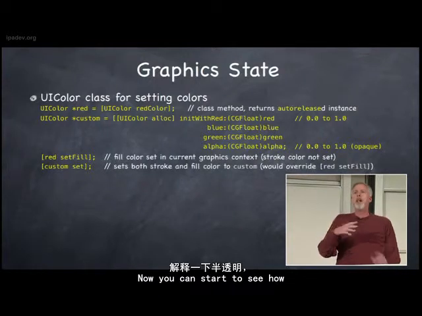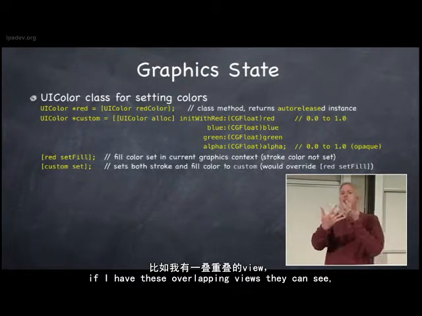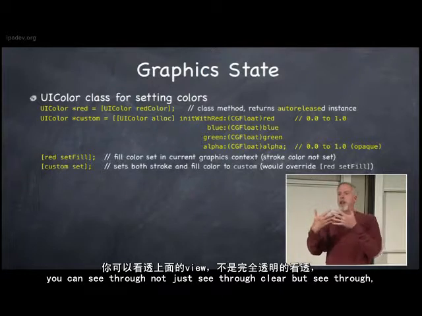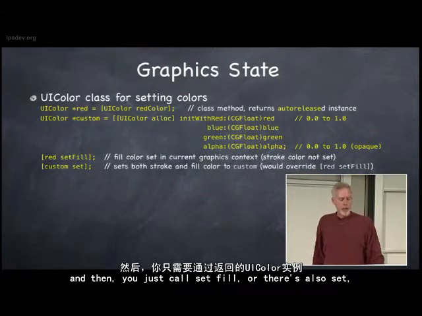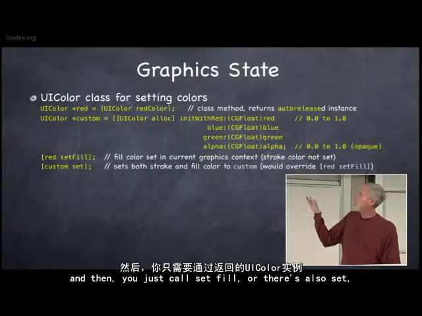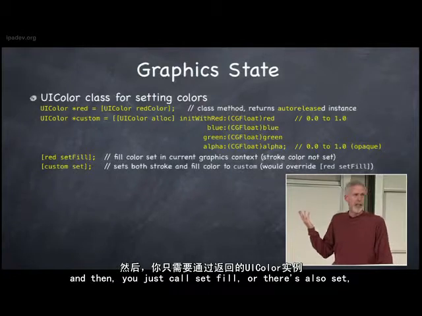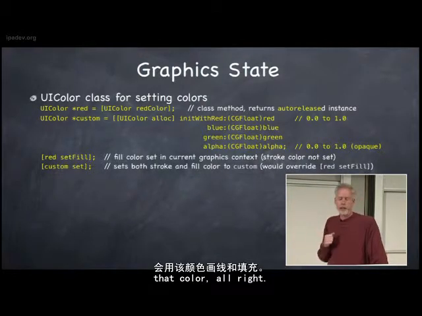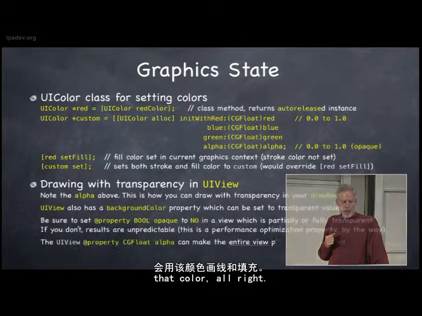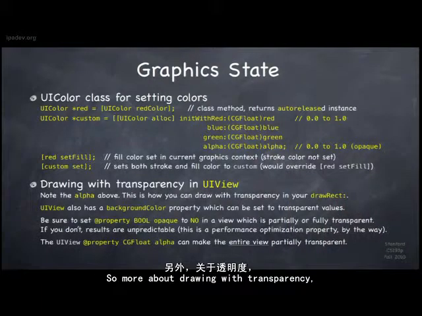Now you can start to see how if I have these overlapping views, you can see through, not just see through clear, but see through with a little bit of rose-colored lenses maybe, okay? And then you just call set fill, or there's also set on color, which sets both the fill and the line color to be that color. All right. So more about drawing with transparency.